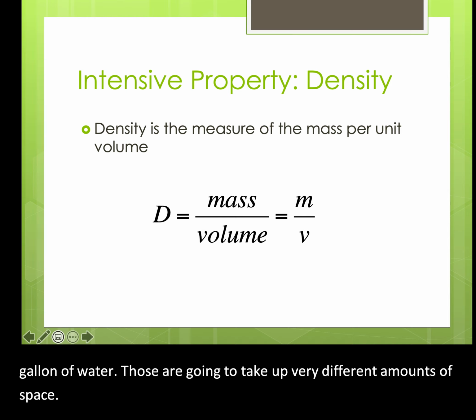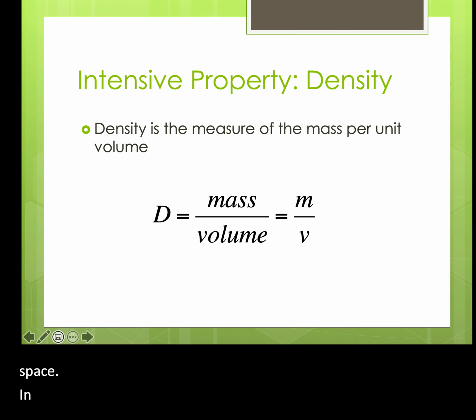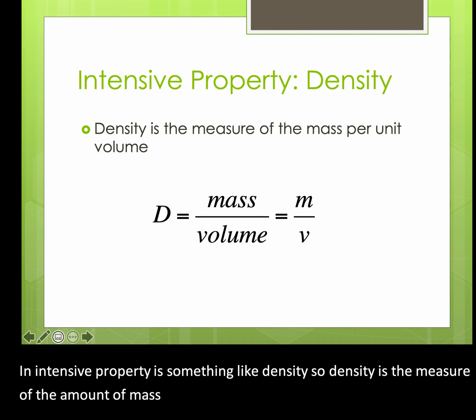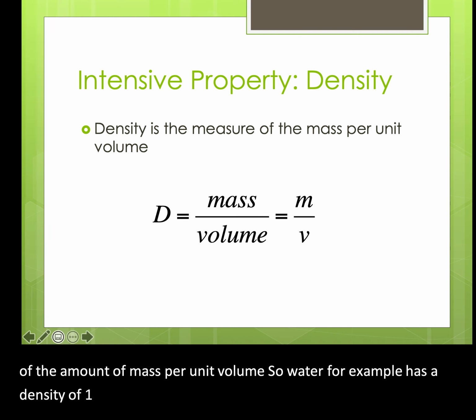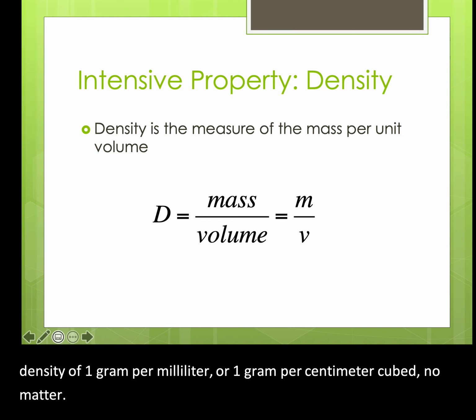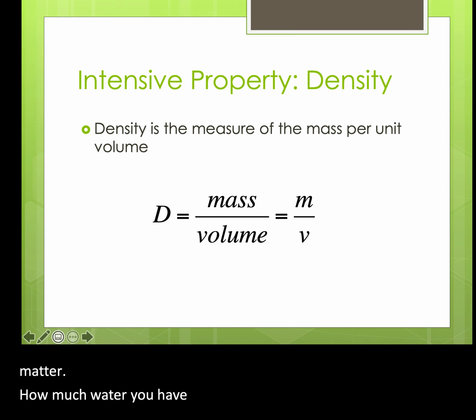An intensive property is something like density. So density is the measure of the amount of mass per unit volume. So water, for example, has a density of 1 gram per milliliter or 1 gram per centimeter cubed. No matter how much water you have, it's still going to have the same density.